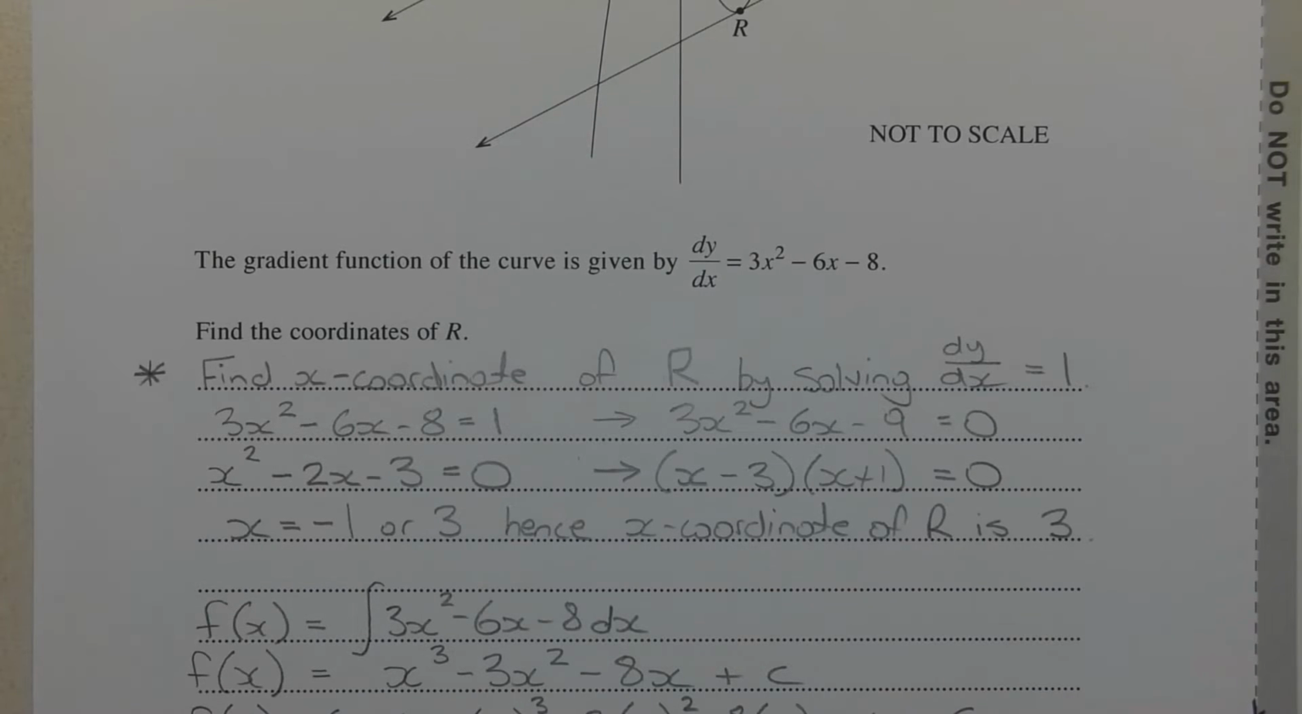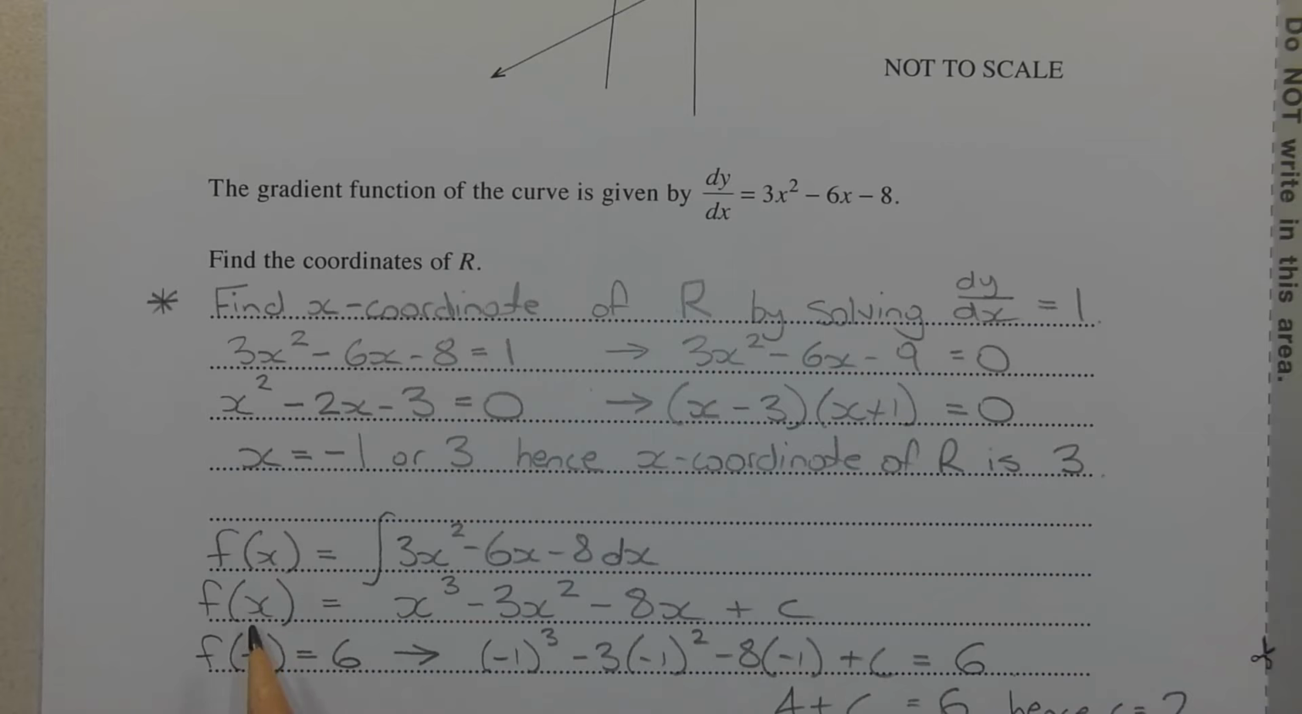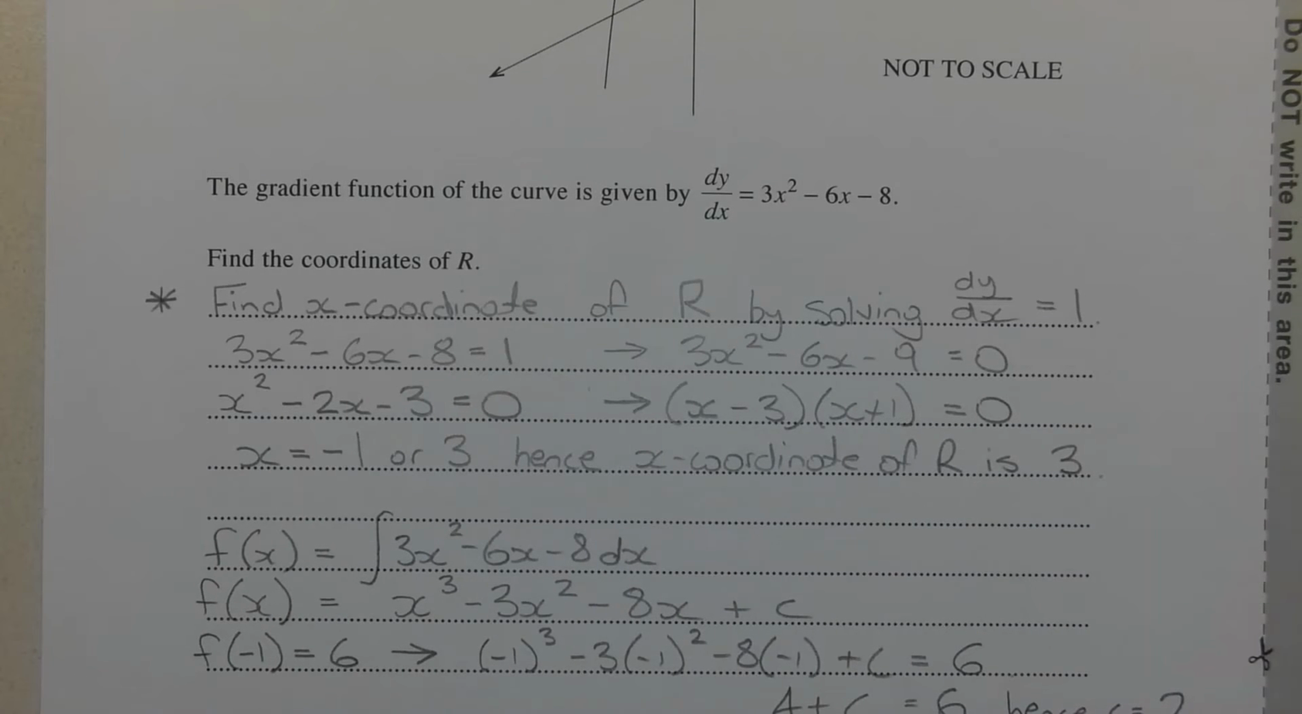The next thing we need to find is an expression for f of x, which corresponds to the primitive of the gradient function. So f of x is equal to the integral of the gradient function, 3x squared minus 6x minus 8 dx. Integrating with respect to x, we get f of x equals x cubed minus 3x squared minus 8x plus c. The degree of this polynomial is 3, which gives rise to a cubic graph. Now we have this plus c, the constant of integration. We need to find the value of it.